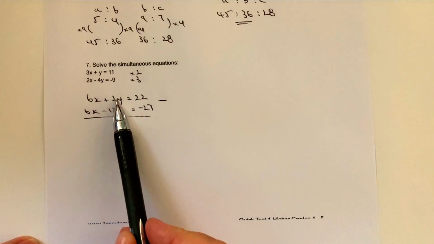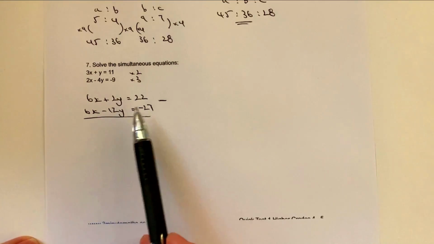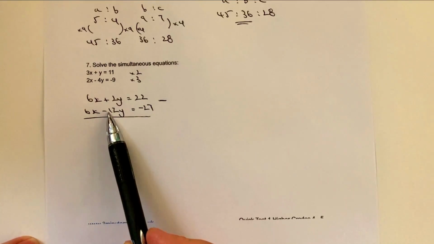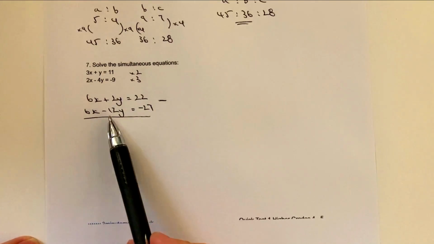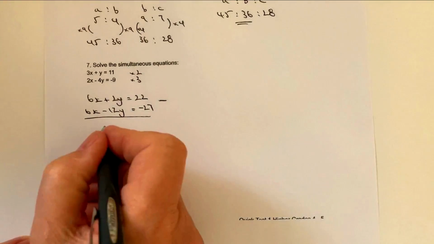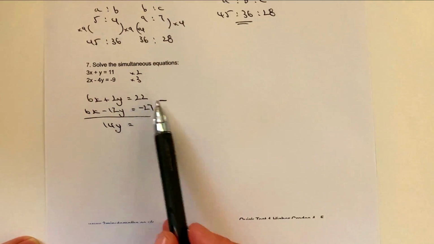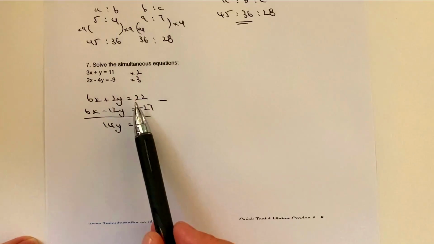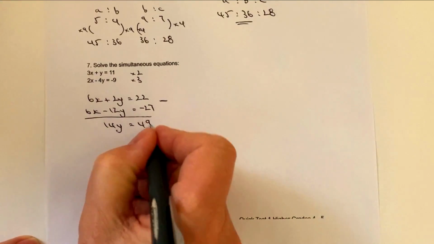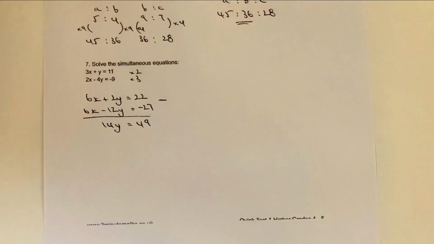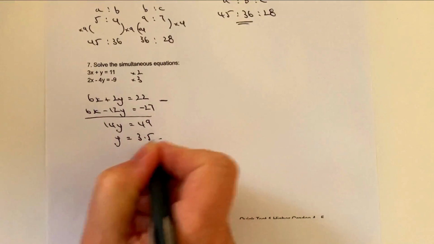Okay, then I've got 2y minus 12y. Well, a minus and a minus together becomes a plus. So actually it becomes 2y plus 12y is going to give me 14y. And that's exactly the same on the other side: 22 minus 27 is the same as saying 22 plus 27, which is 49. And then if I divide through by 14, I'm going to get y equals 3.5.